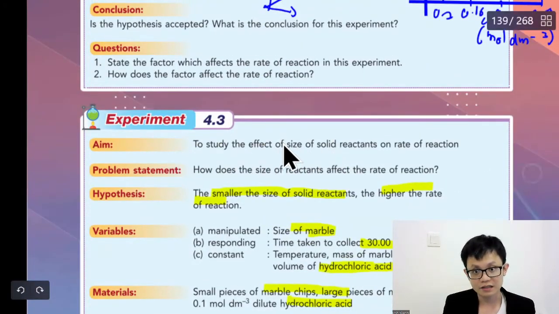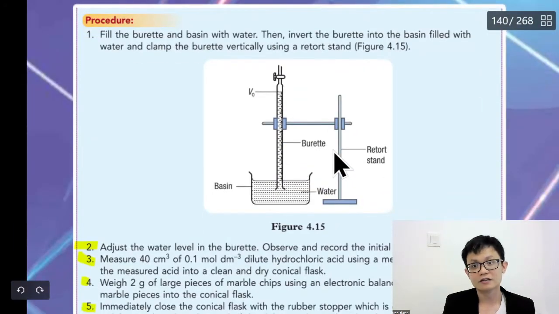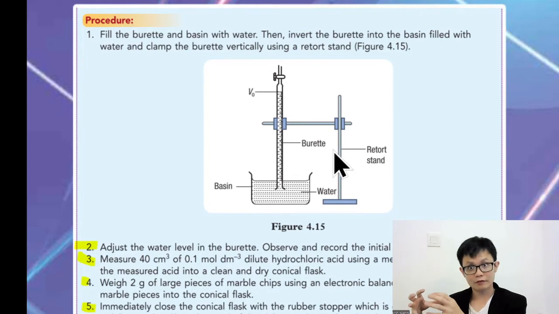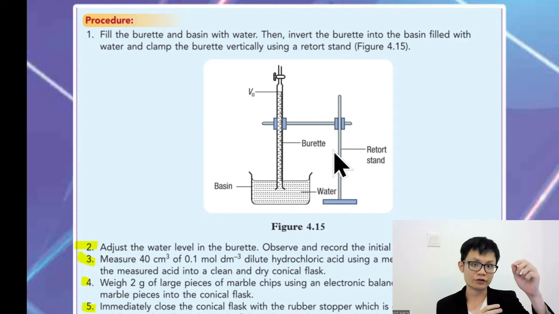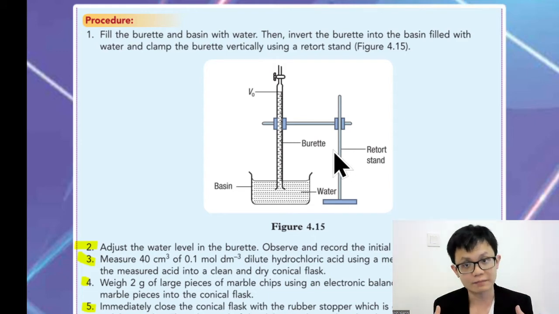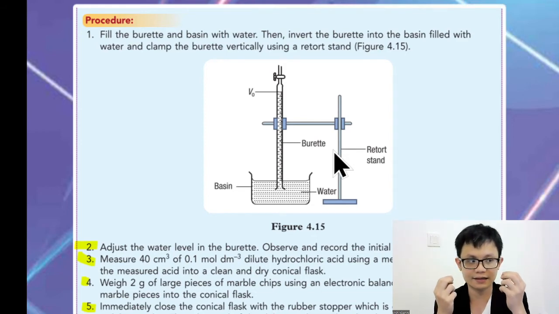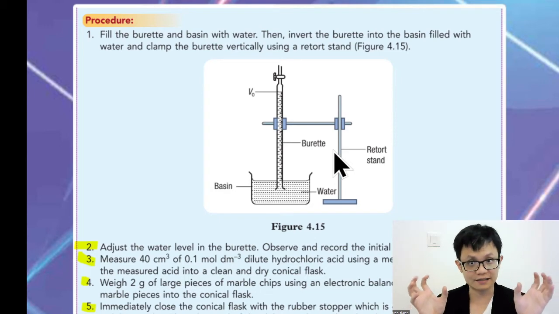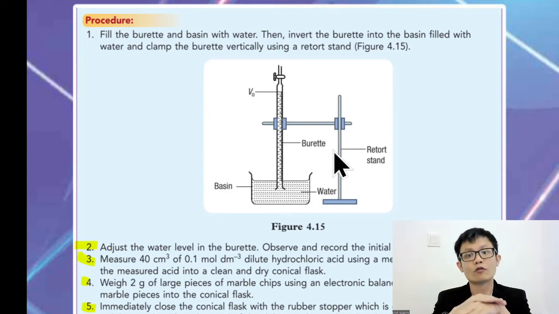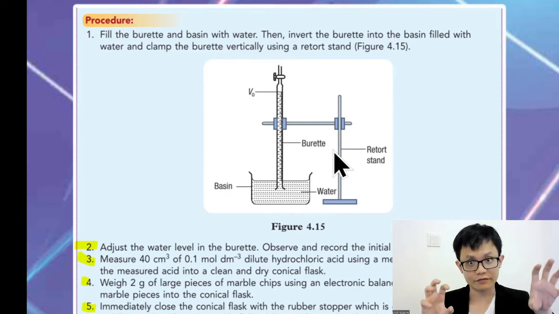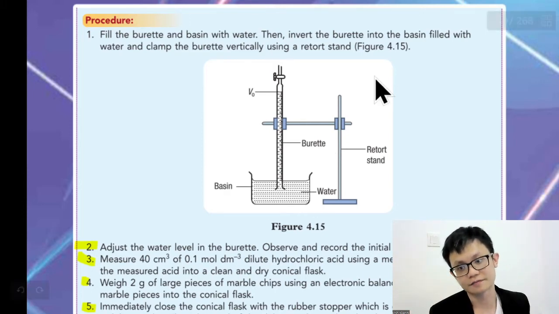Let me see. Size, they are talking about size. So they put the marble chip, and the small size will produce more bubble gas. The big marble chip with the acid will produce less gas. The constant variable, for example, will be the acid, the concentrated acid, because I don't want to take strong acid and weak acid. Acid same, mass same, but only one is a big reactant, one is a small reactant.